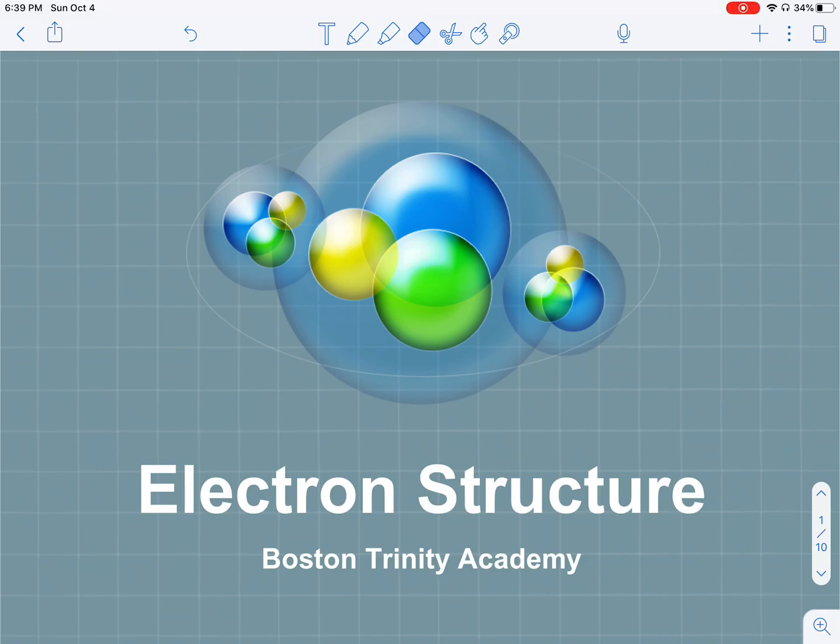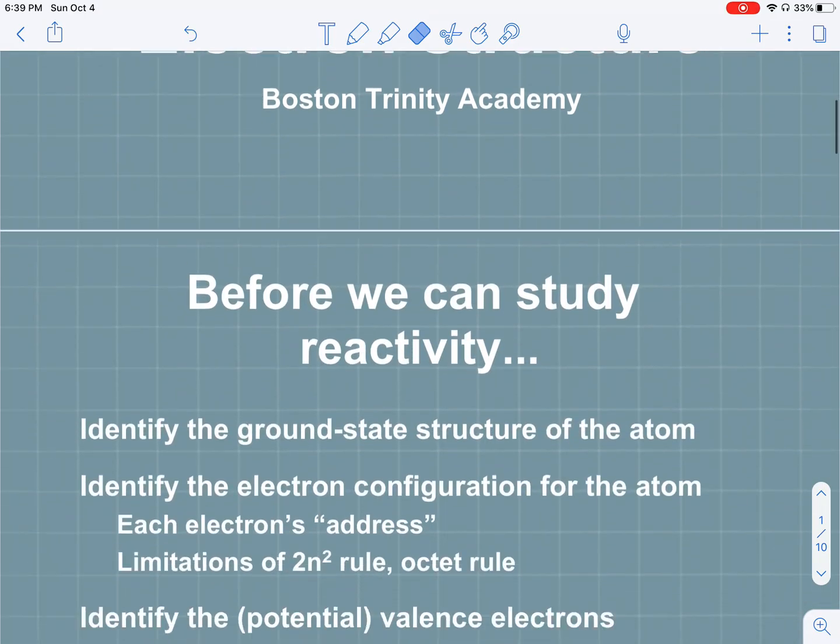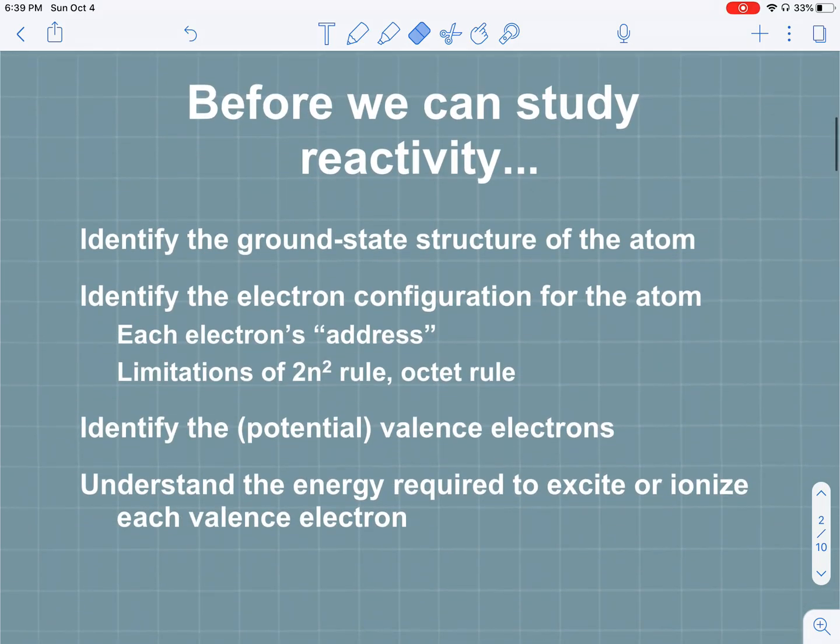All right, well, it is time to talk about electron structure. This really sets the stage for whatever you want to do with chemical reactivity, chemical changes, and even a lot of physical properties are controlled by electron structures. So let's get into it. Before we can study reactivity, we've got to really understand the nature of the electron cloud.